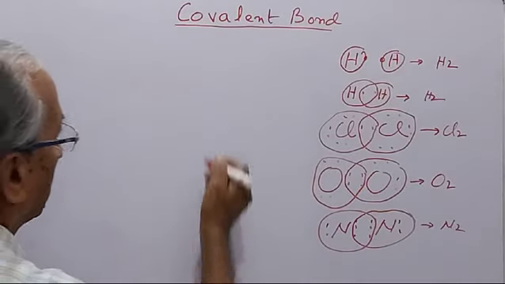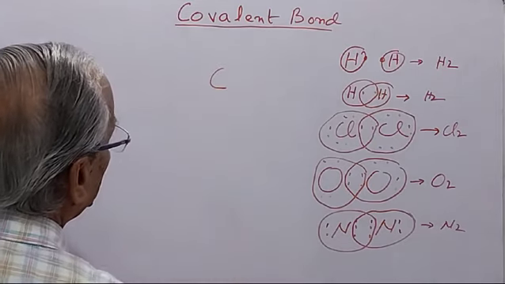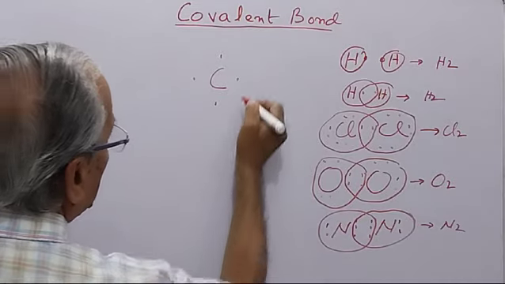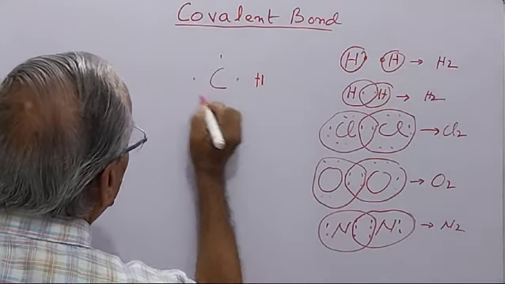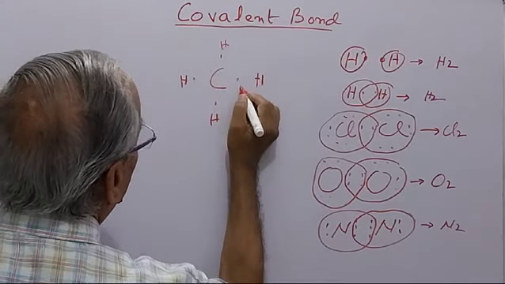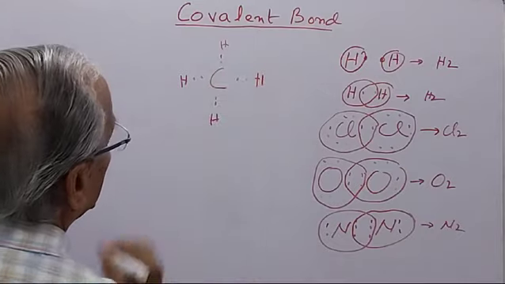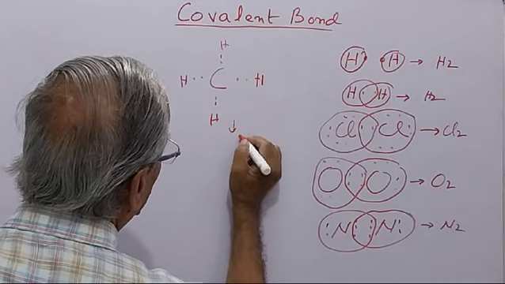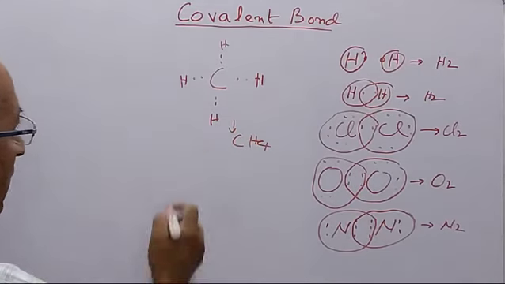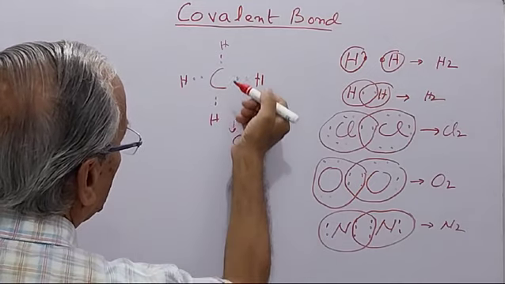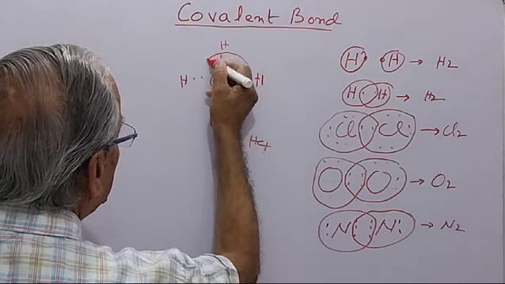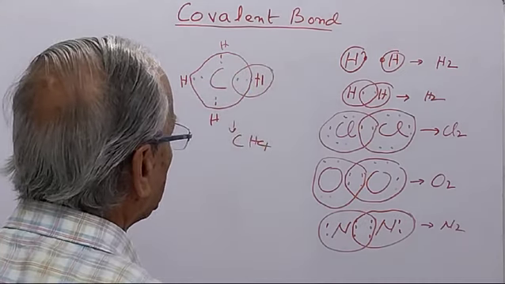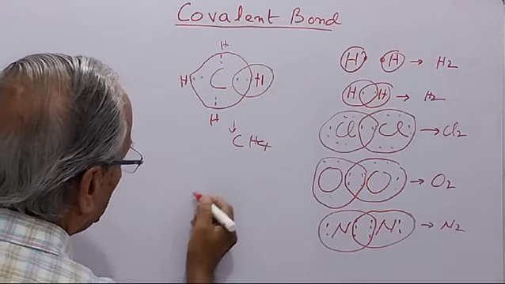Now take some more examples. For example, in the case of carbon, it has 4 electrons in its outermost orbit. They share with 1 hydrogen atom, 1 electron for each. So they share 1 electron from carbon and hydrogen and they form the molecule CH4. Here 4 covalent bonds are there. If you see like this, carbon has 8 electrons in the outermost orbit and hydrogen has 2 electrons in the outermost orbit.